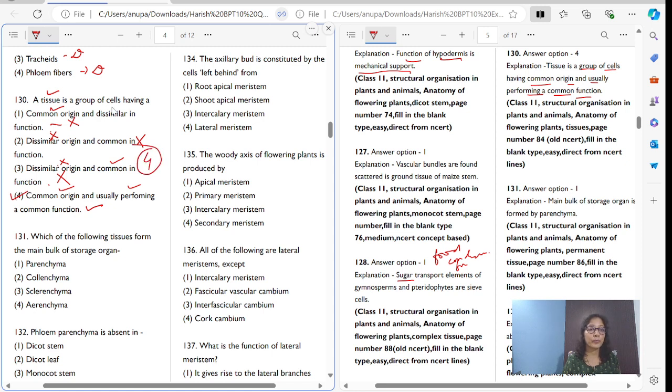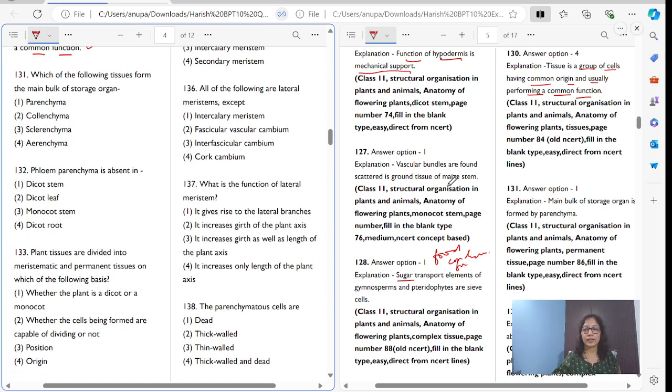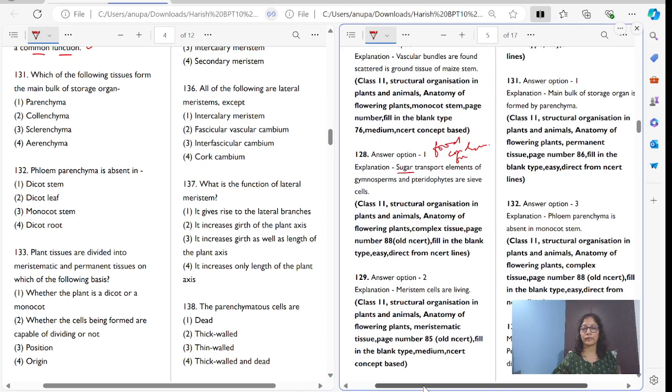A tissue is a group of cells having a common origin and usually performing a common function. For example, connective tissue, epithelial tissue, blood tissue, etc. Now let's move to the next question, that is question number 131.